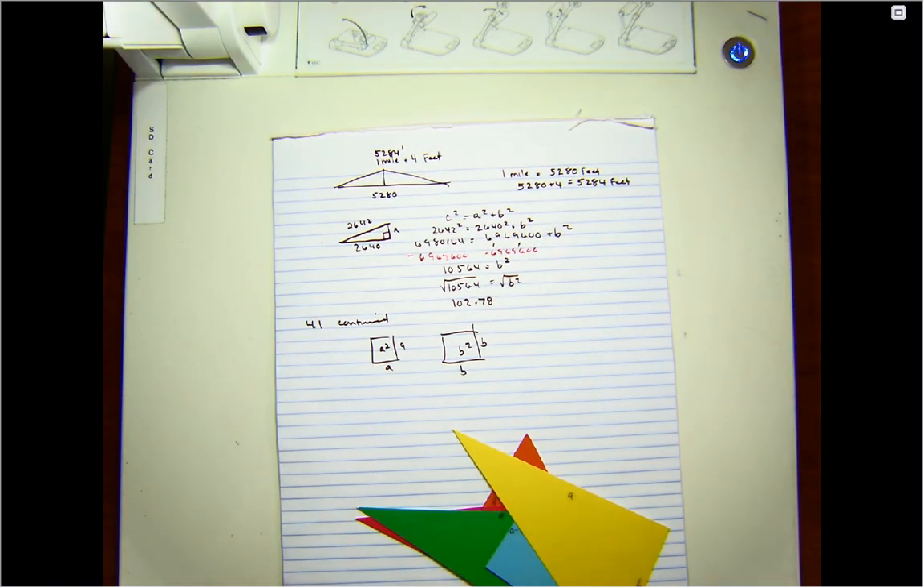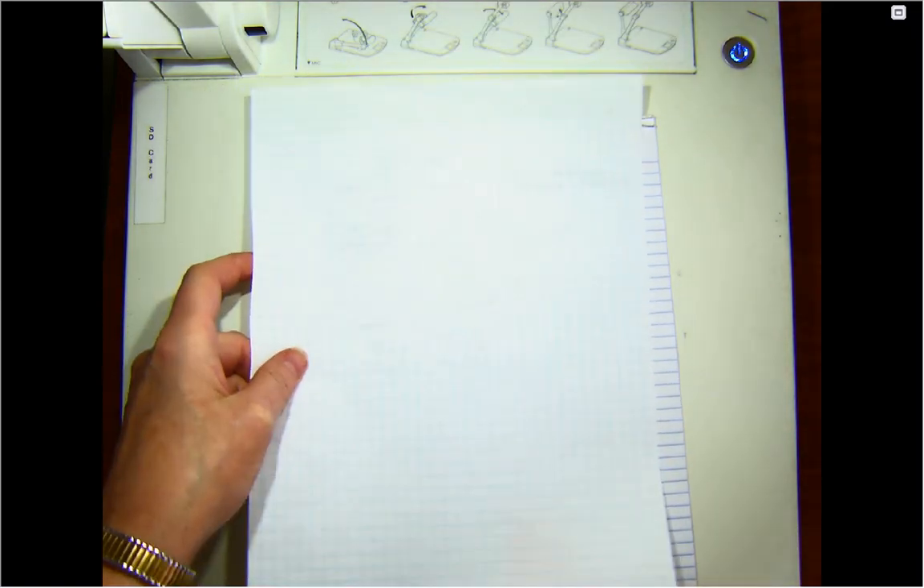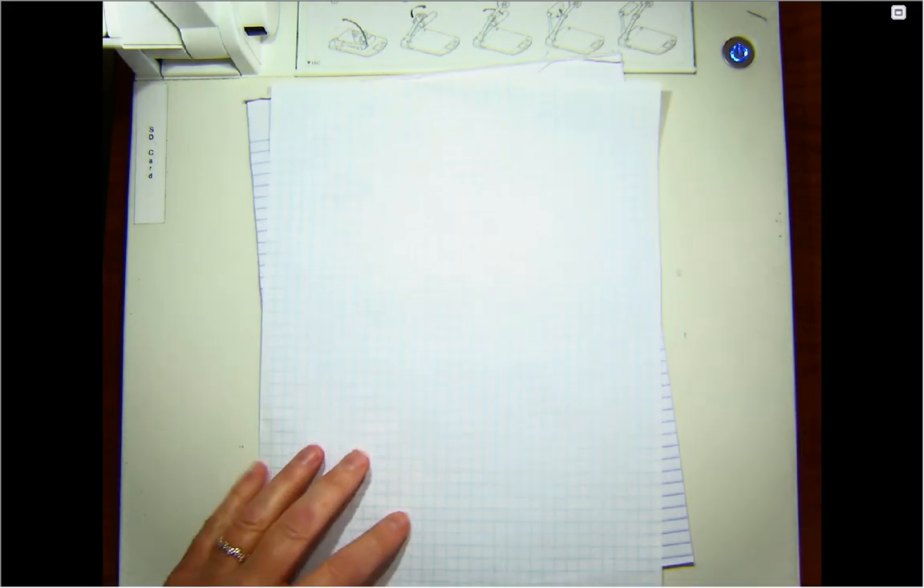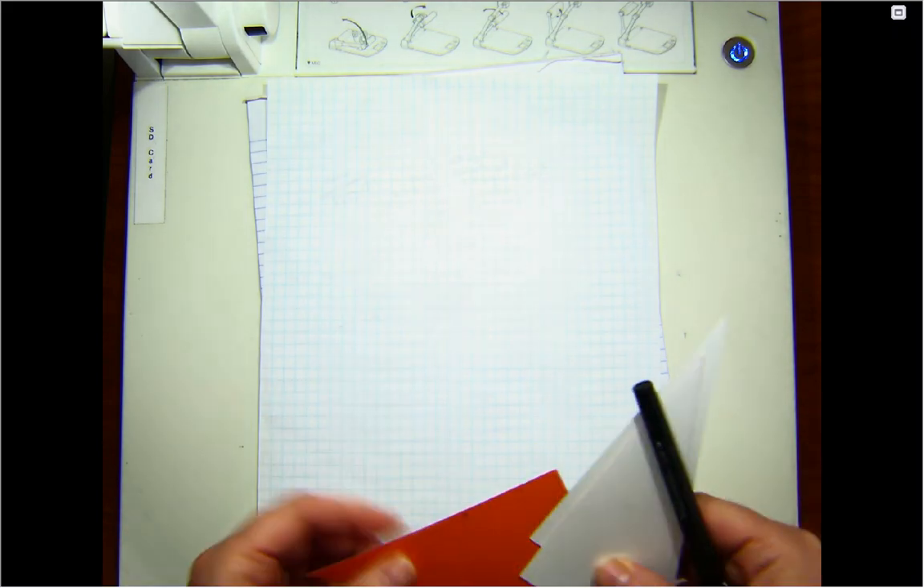If you need to borrow scissors, if you have the template but they haven't cut it out, I have a couple pairs of scissors up here you can get and use. I'm going to try and fit the c squared and the drawing on one screen. I think I can do it. Let's see how it goes. So we're making a square c wide and c tall.